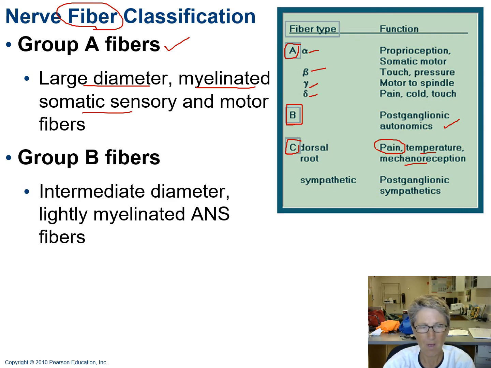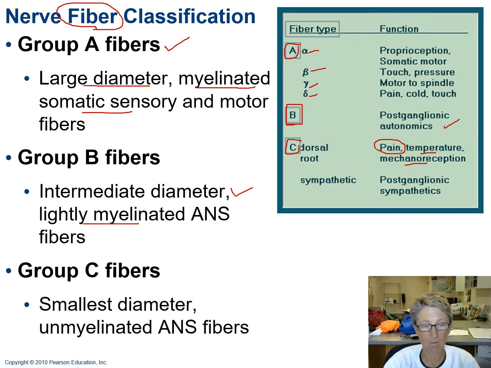So group B fibers, I like this. They have an intermediate diameter and they're lightly myelinated. I'd like my fibers lightly myelinated, please. And you find them in the autonomic nervous system. And then group C fibers, we said they have a really small diameter and they're unmyelinated. And you find them in the autonomic nervous system. And we'll talk about these group B and group C fibers when we talk about the autonomic nervous system in a couple of chapters.